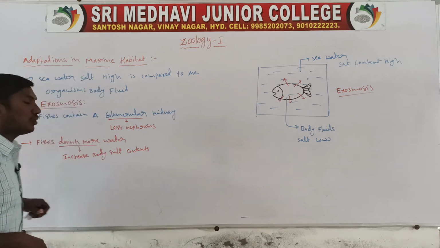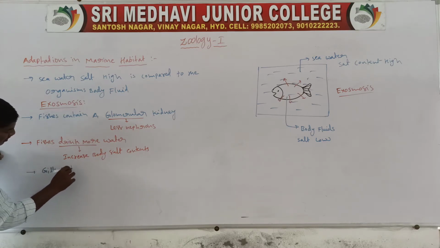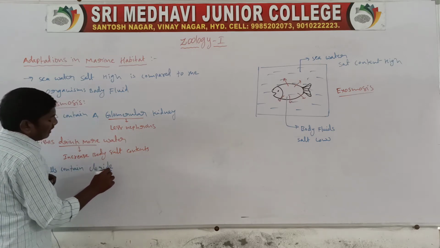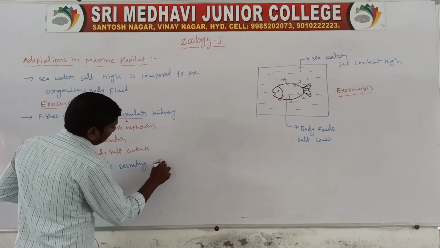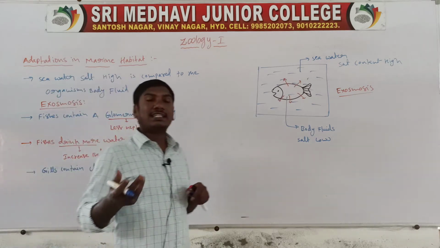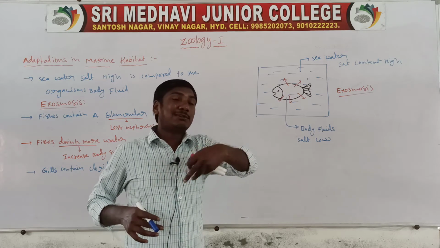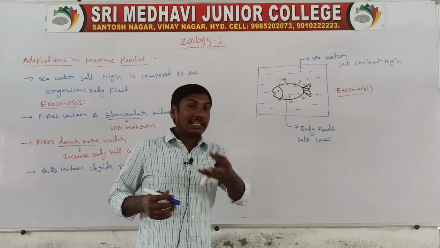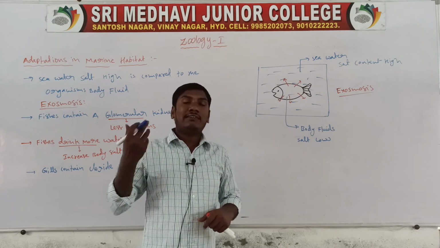The gills contain chloride secreting cells. These chloride secreting cells remove the excess amount of chlorides and salts present in the body from the gills, excreting them to the outside. This is one of the adaptations.